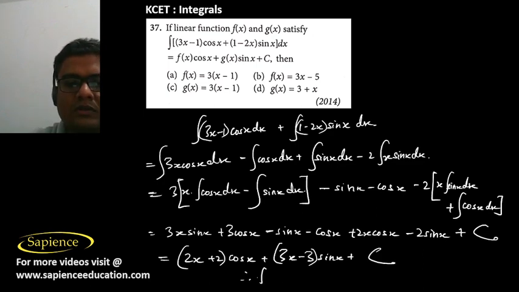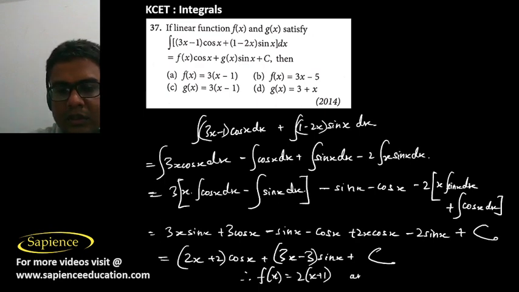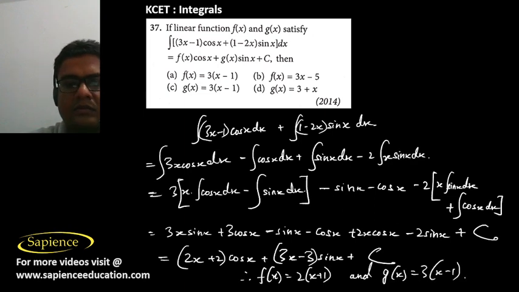So therefore the function f of x is 2 into (x plus 1), that is 2x plus 2, and the function g of x is 3 into (x minus 1). Option C is the correct answer.